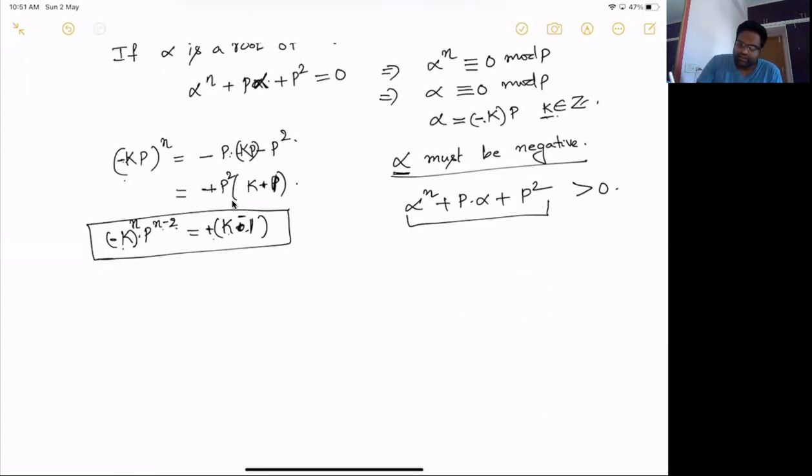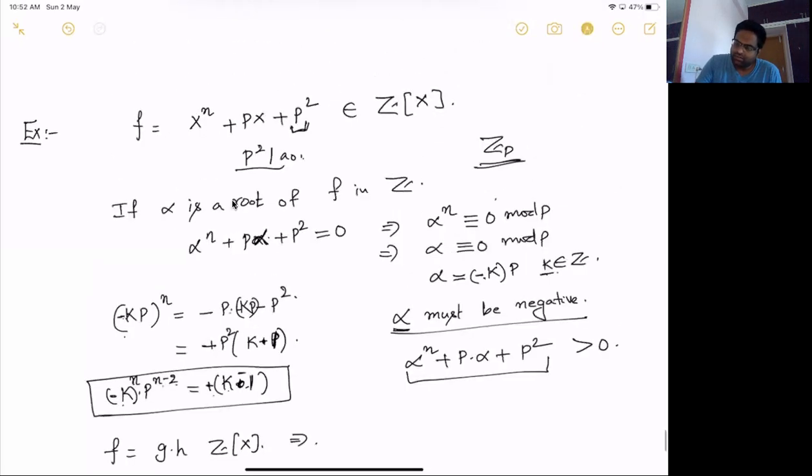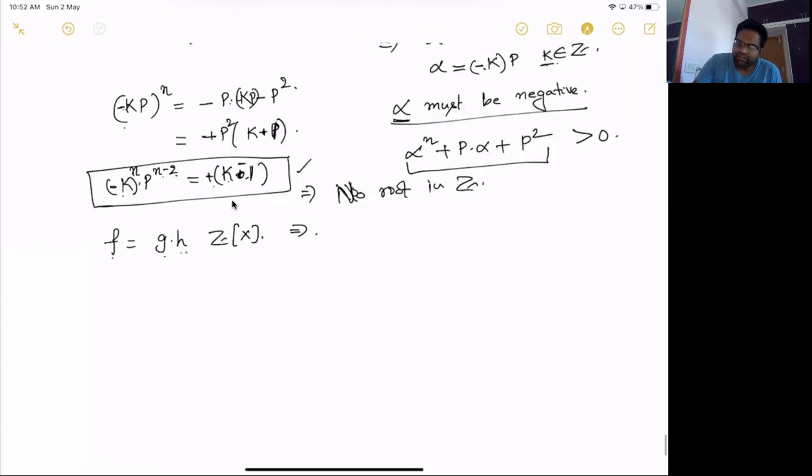So if f has a factorization g times h in Z[x], what does that mean? There is no root in Z. In particular, if f = g times h is a factorization in Z, it follows that the degree of g is at least 2 and the degree of h is at least 2, because if the degree is 1, that means f would have a root in Z.